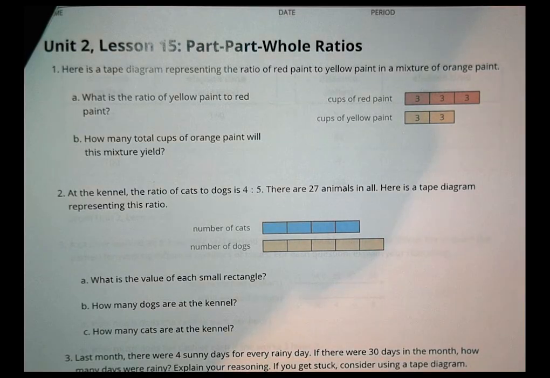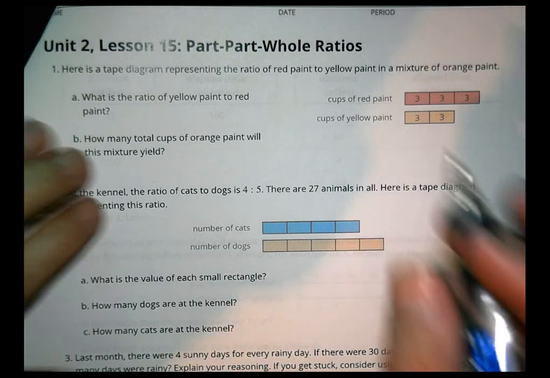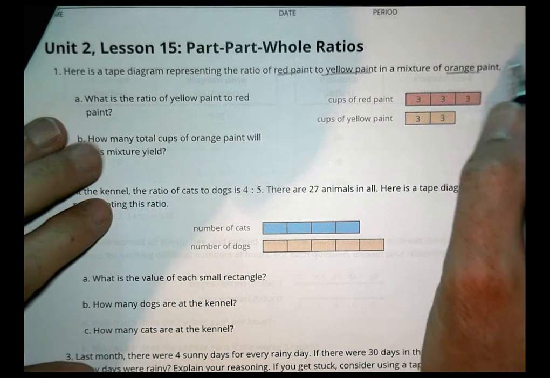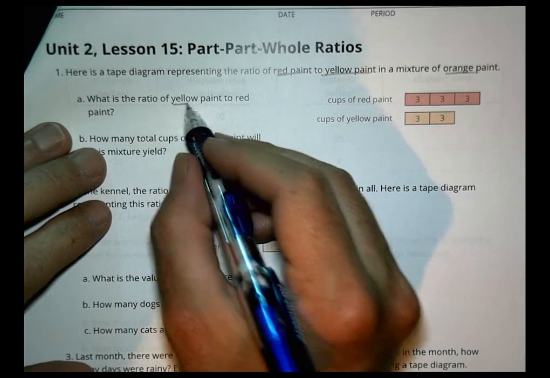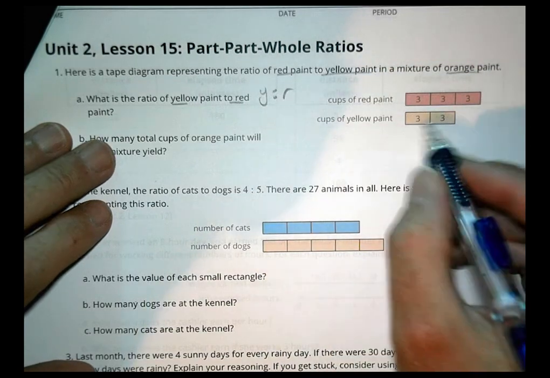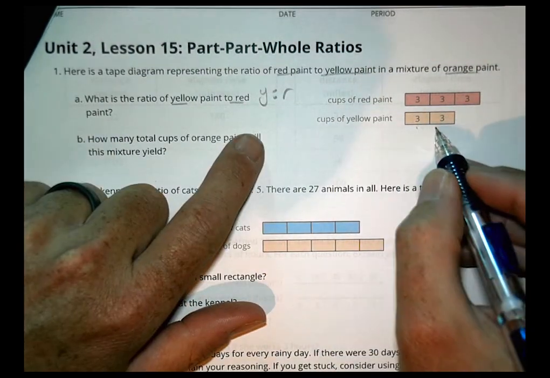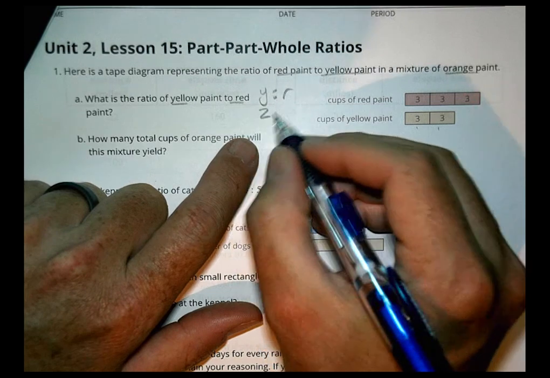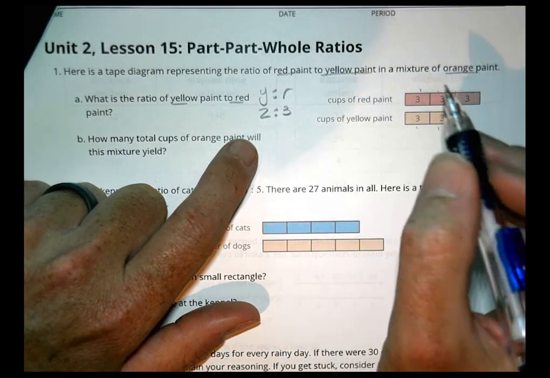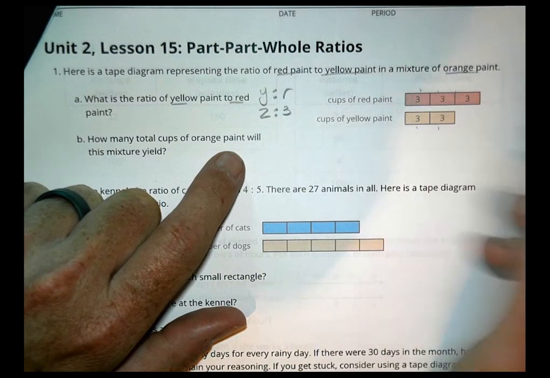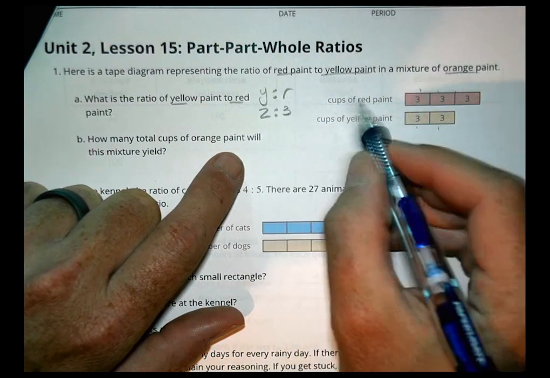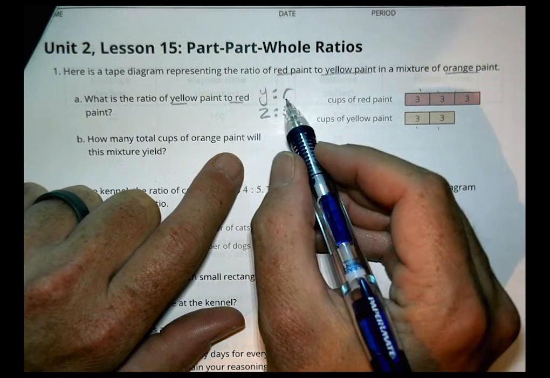Okay, homework trick time for lesson 15. It says, here's a tape diagram representing the ratio of red paint to yellow paint in a mixture of orange paint. What is the ratio of yellow to red? We're looking for yellow to red. In this case here, the yellow is 2 yellows for 3 reds. 1, 2, 3. That's our ratio there. Okay? The ratio just wants to know how many of each part. We have 2 and we have 3. Make sure you get the order right. Okay? That's why I wrote yellow, red.